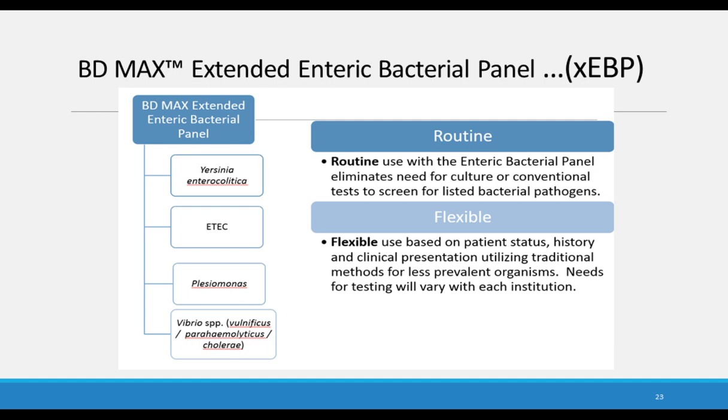Next, I'm going to talk about the extended enteric bacterial panel. This detects 4 organisms that you can see listed on the left-hand side. It's Yersinia, E. tarda, Plesiomonas, and Vibrio species. Now, this extended enteric bacterial panel is up to you to decide how you would like to use. You could routinely use this on every specimen if you so wish, and you think that falls within your select guideline for testing your patients.